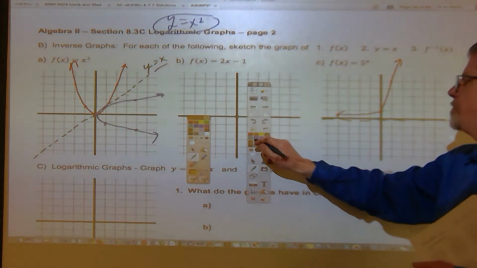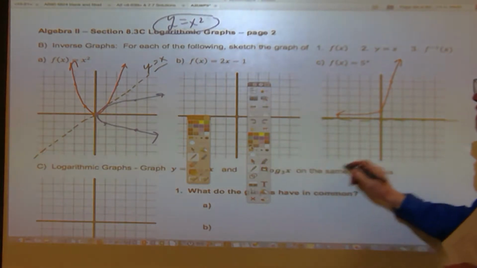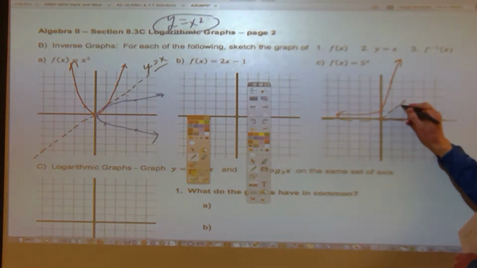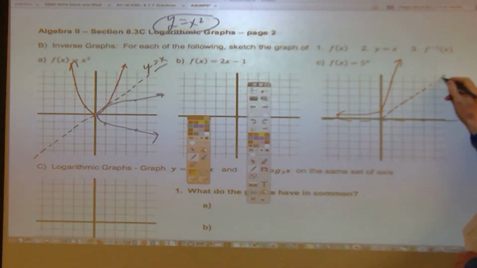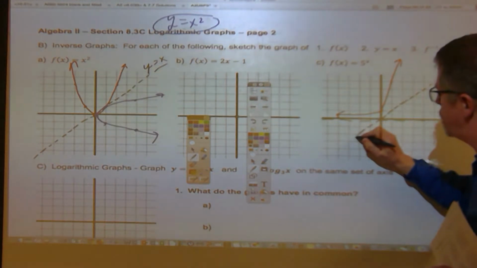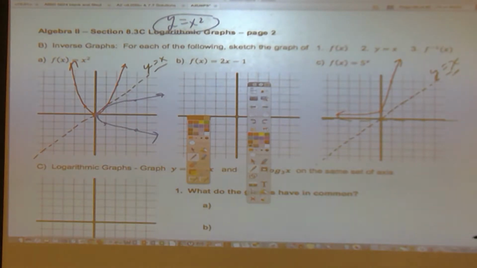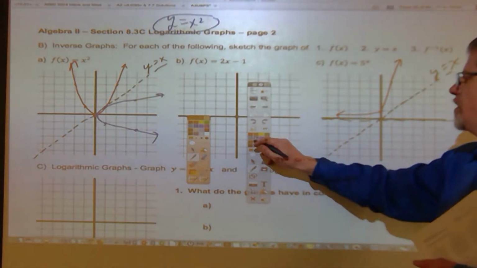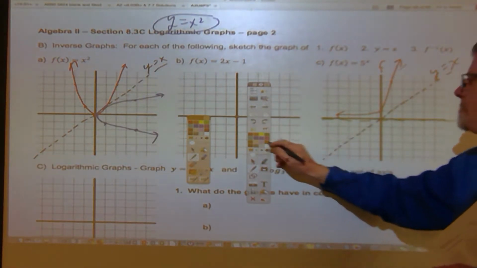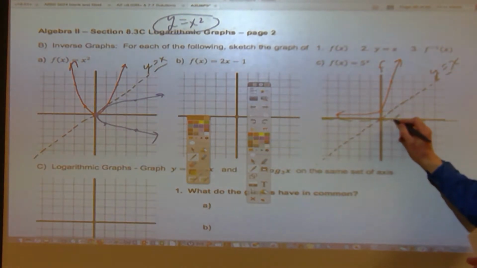Before we do part B, skip ahead now to part C and do your best to sketch the graph of F inverse by reflecting the red graph over the line y equals x. Give it a go and then label it with F inverse.